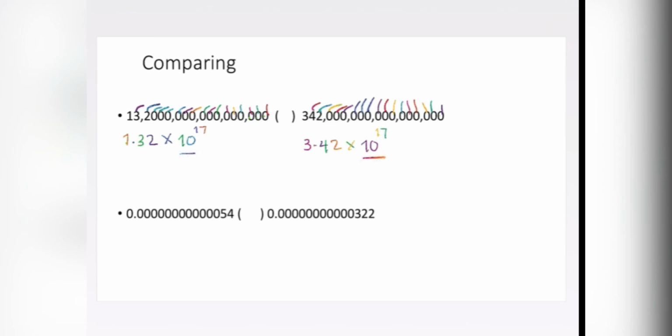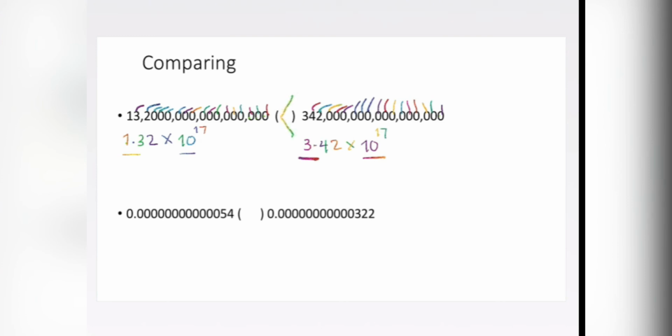When the powers of 10 are the same, we just need to compare the whole number. So definitely, the whole number 3 is greater than 1. That means this second number is greater.